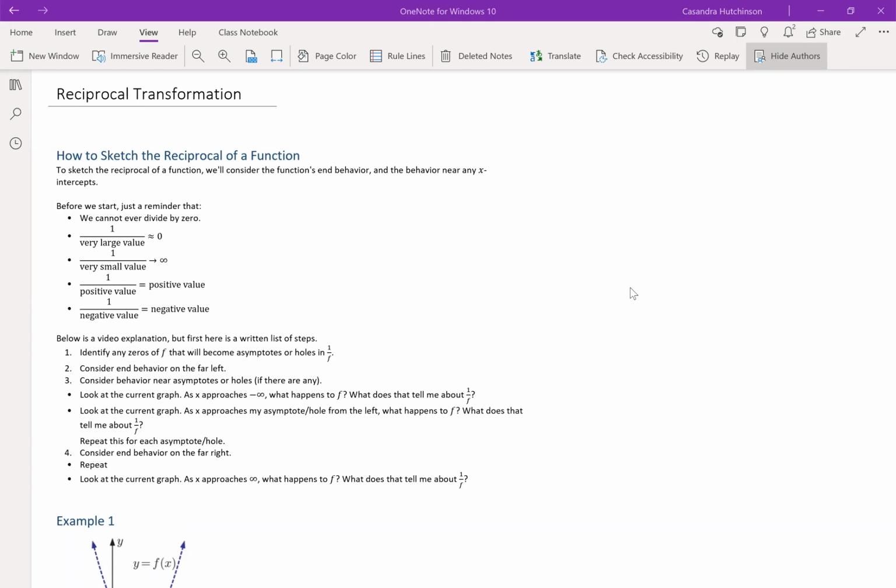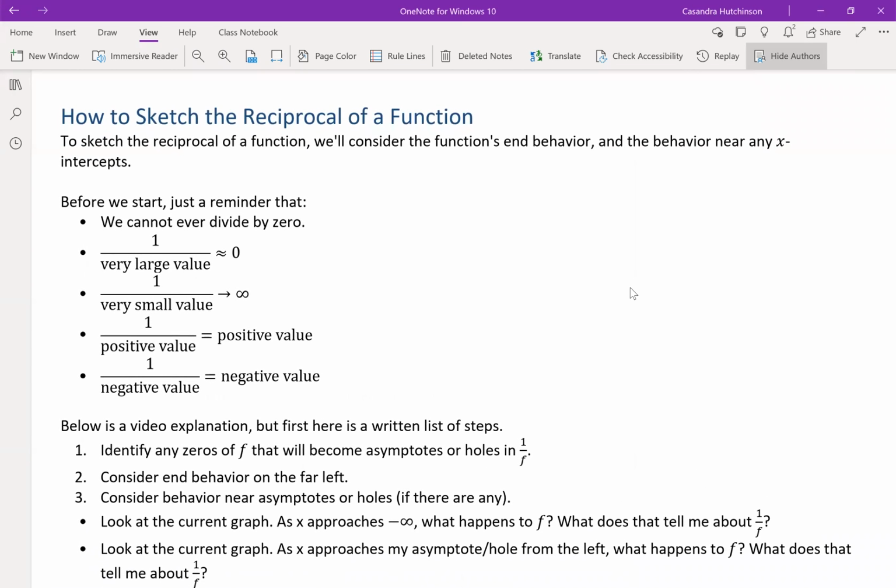So in this video, we want to talk about how to sketch the reciprocal of a function that we already have the graph of. But before we get started, let's talk about some basic math knowledge that we should recall. So first of all, remember you can never divide by 0. So if in my original function, I see that the y value is 0, this means in the reciprocal function, it will not exist because you can't divide by 0 in the real number system.